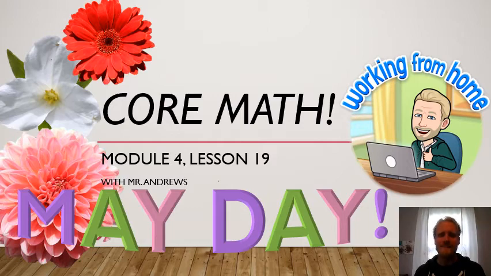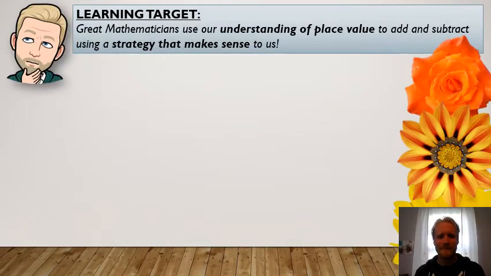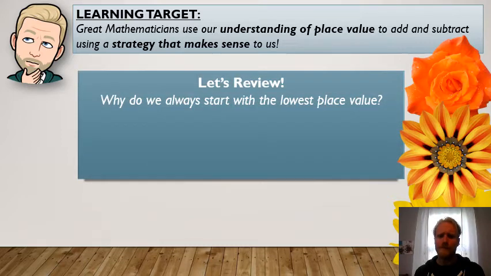All right, let's get started today, guys. Our learning target, as it has been this week, is for great mathematicians to use our understanding of place value to add and subtract using a strategy that makes sense to us. And I've been reiterating time and time again, and I know you guys heard it back in school too, that whenever we regroup or whenever we're adding and subtracting, we start with the lowest place value. Why do we always start with the lowest place value?